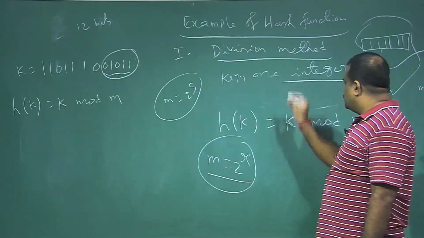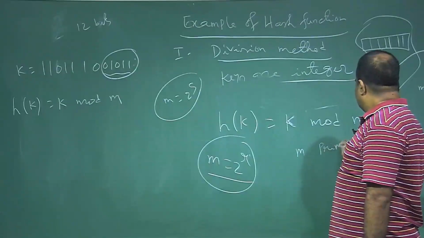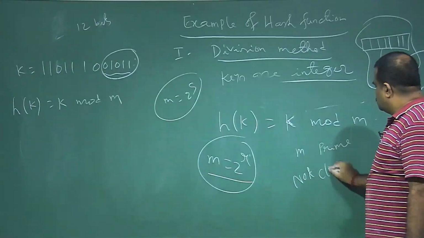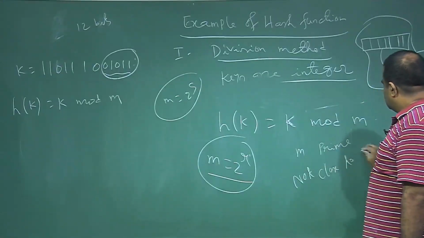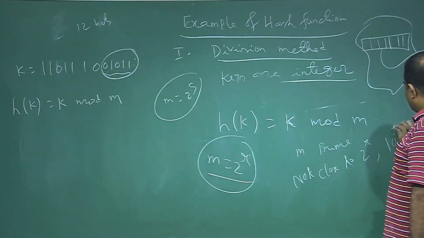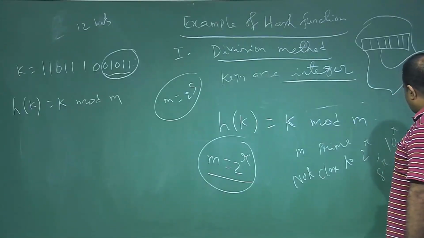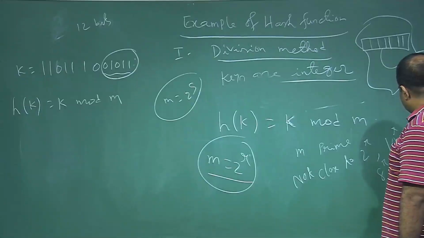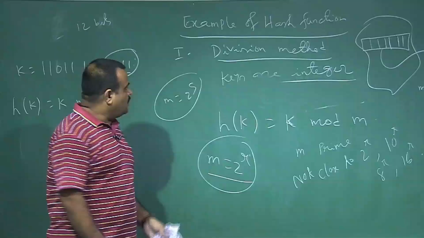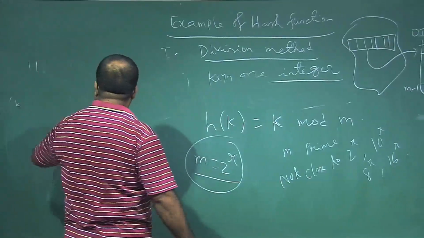So, usually for this method we choose m to be prime, which is not close to some 2 to the power r, or if you are in the decimal system, 10 to the power r, or if you are in the octal system or hexadecimal or like this. So, this should not be close to this. Okay. So, to avoid this problem, we have the second method, which is called the multiplication method.